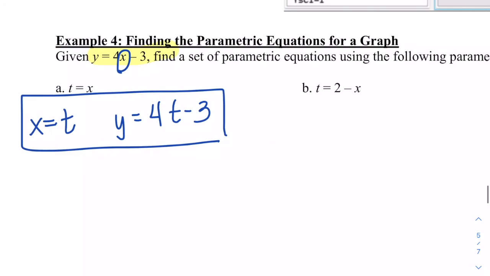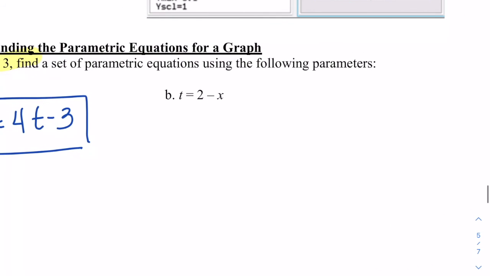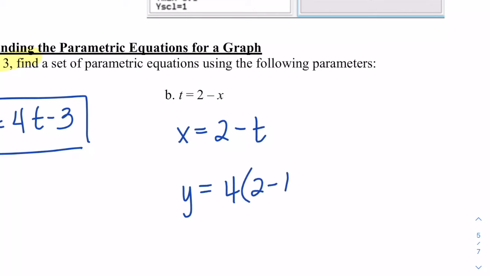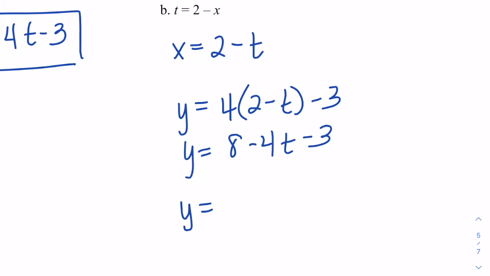If t equals 2 minus x, we'll have to just isolate x. So x will equal 2 minus t. So y will equal 4 times (2 minus t) minus 3. And we could just simplify that really fast. So y will equal 5 minus 4t.